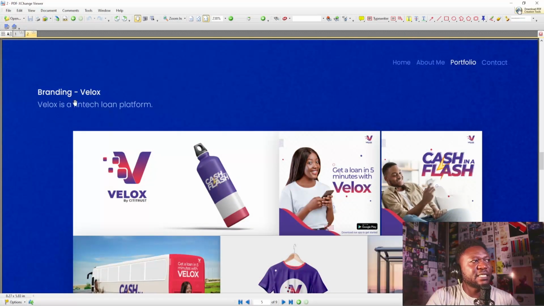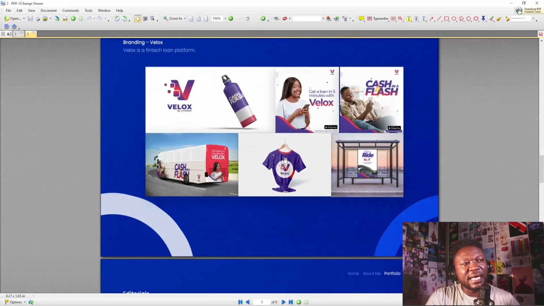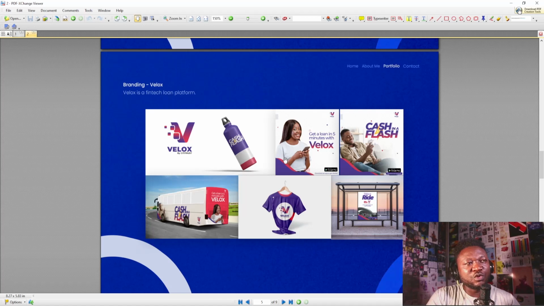So our next slide here says branding Velox. Velox is a fintech loan platform. So what you are doing here, bro, is more or less like you are only marketing the company. All right. Now, when you just say what the organization is into or what the brand is into, without letting them understand the goal of the project that you did for them, it's like you're marketing the company. Okay.